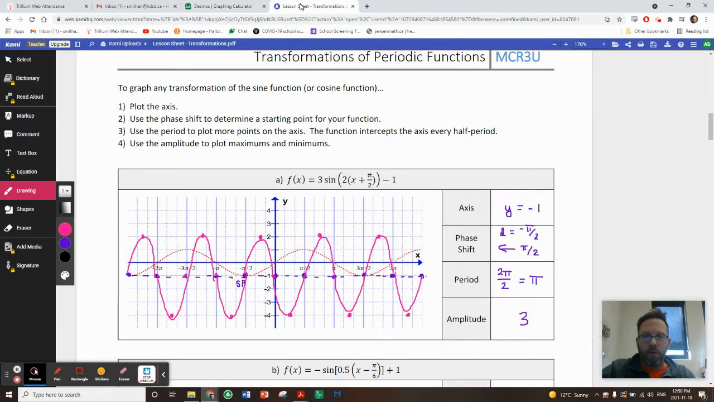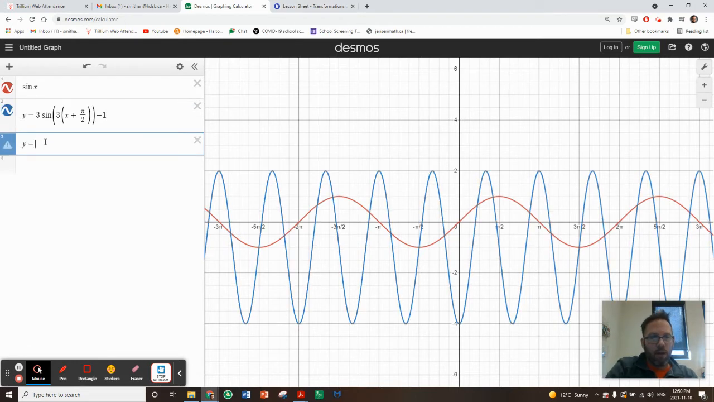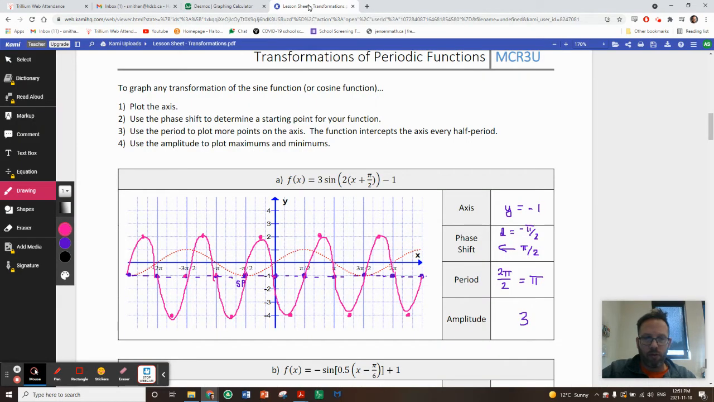All right, and so if we have a look, looks like we did a pretty good job. You can compare everything. Maybe you could even draw in the axis, -1, just as a little visual. And yeah, looks pretty good. What does our lesson sheet go to? Our lesson sheet goes to just like 2 pi.